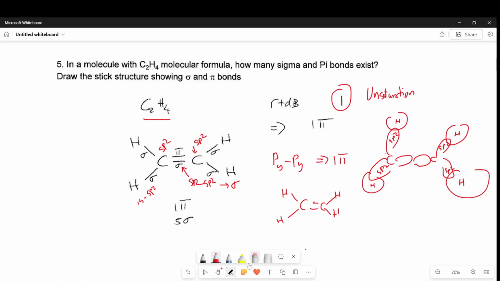And the unhybridized py-py interaction, if I draw them with a different color, they are standing up like this, and that is the pi bond. The rest are sigma bonds, this is sigma, sigma, sigma, sigma, and this one is another sigma, but this one is pi. So the answer basically is 1 pi and 5 sigma bonds. So we'll continue to the next question.